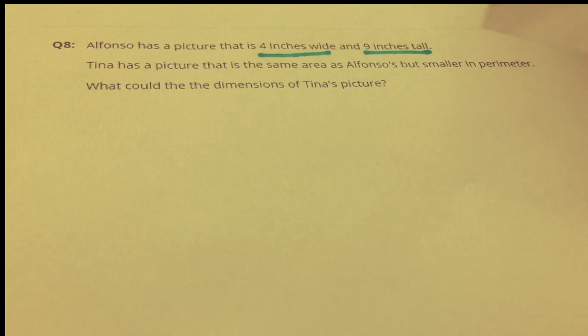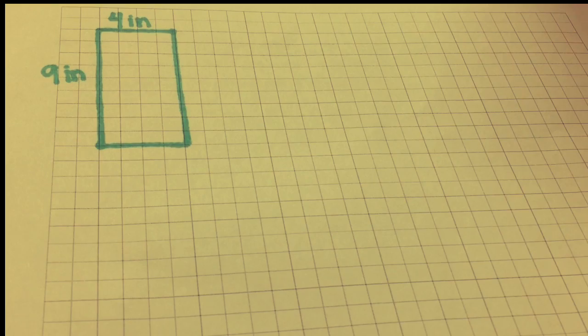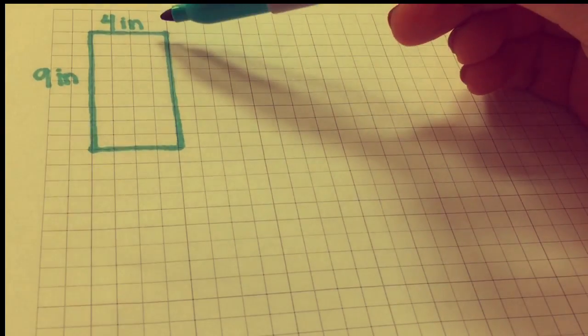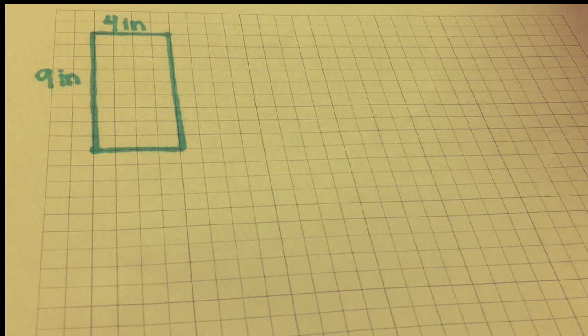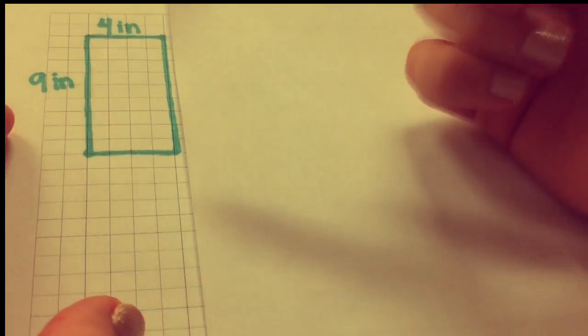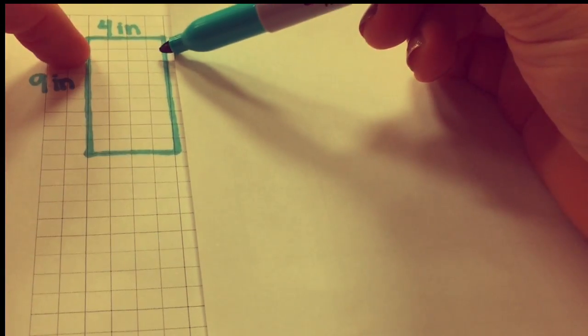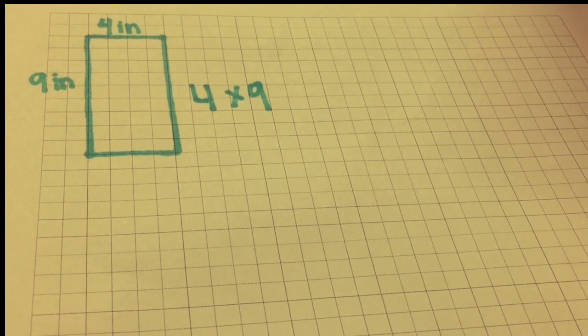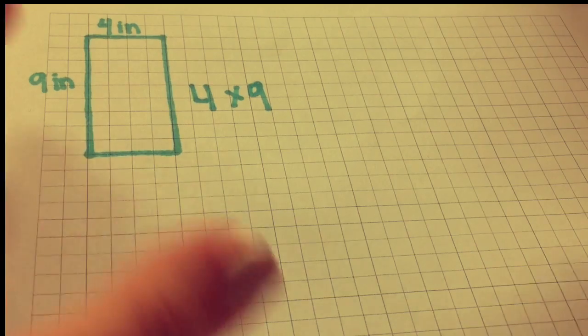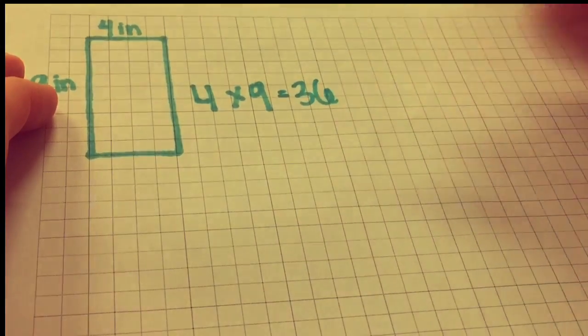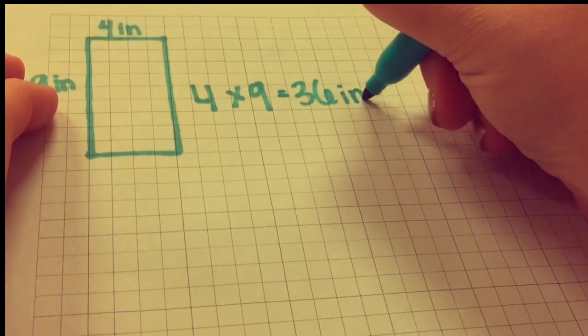I have a picture that represents the dimensions of Alfonso's picture. Let's take a look. So Alfonso's picture is 4 inches wide and 9 inches tall. So I could count by 4s 9 times to find the area of Alfonso's picture. Here's a 4, here's a 4, here's a 4. These 4s happen 9 times. Or I could be more efficient and multiply 4 times 9. And 4 times 9 equals 36 square inches.